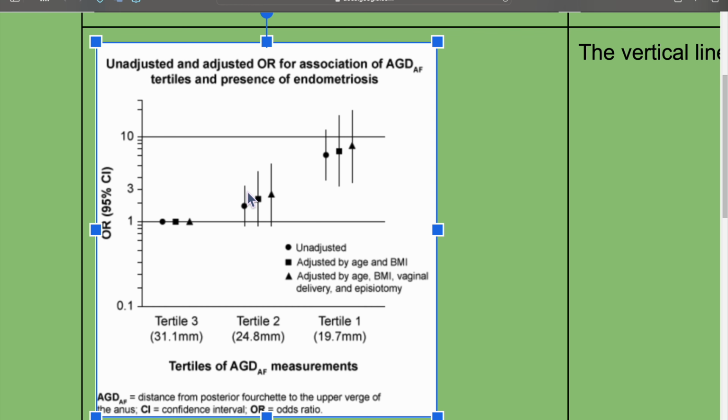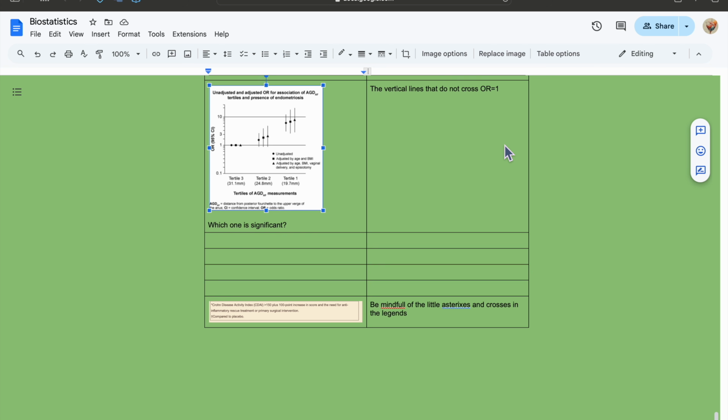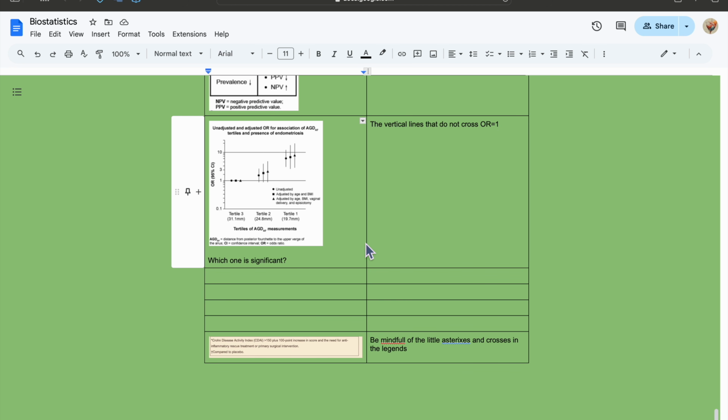Tertile 2, here the lines that represent the 95 percent interval include the odds ratio of 1 in it, right? 95 percent here, 95 percent here, and here as well. It includes 1. So this is also not significant then. Here, the lines that represent the 95 percent interval do not cross 1. So there, we consider that significant. Okay, so that's the significant one. I forget what the question was asking. Oh yeah, which one is significant? There you go. The vertical lines that do not cross OR equals 1.